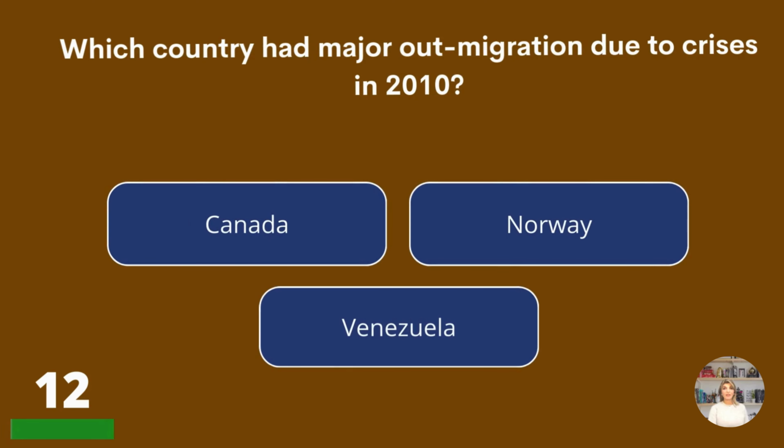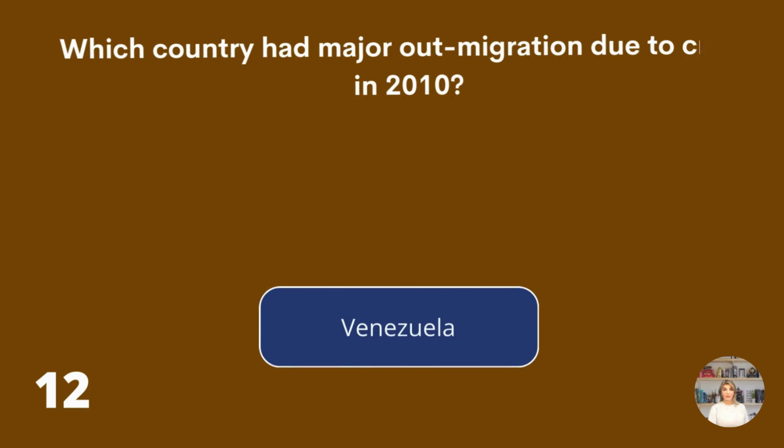Which country had major outmigration due to crisis in 2010? Canada, Norway, or Venezuela? Venezuela.